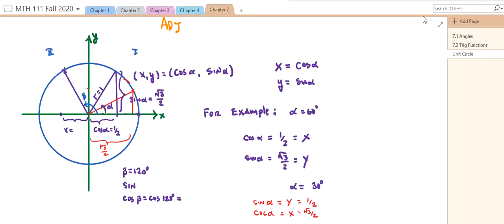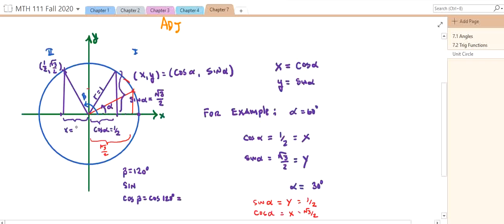Except now, the x value, so we need to plot this coordinate. The x value here is 1/2, and the y value, or the distance from here to here, is square root of 3 over 2 still. So it's a mirror image of this.